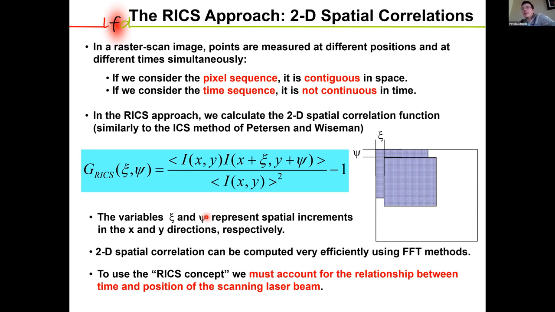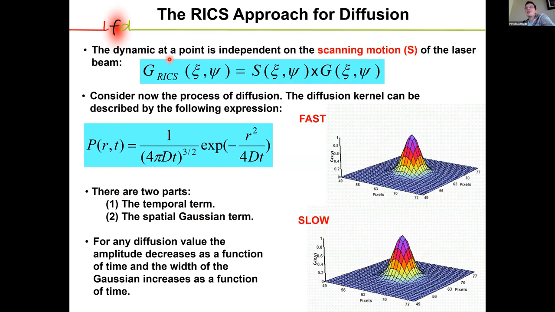Okay, so now to get the information out, we have to account for the relationship between time and position of the laser scanning beam. So what does this autocorrelation RICS function depend on? Well, we have a scanning term, which is called S here, which accounts for the motion of the laser beam. And then we have the other term called G here, which accounts for the motion of the molecules. So in the following, we'll just consider free diffusion, but you can have other models for active transport or trapping of particles.